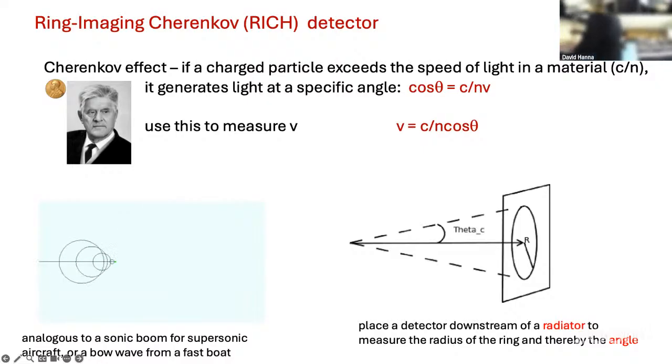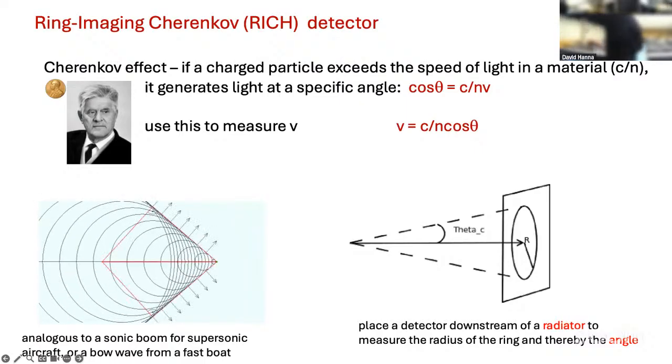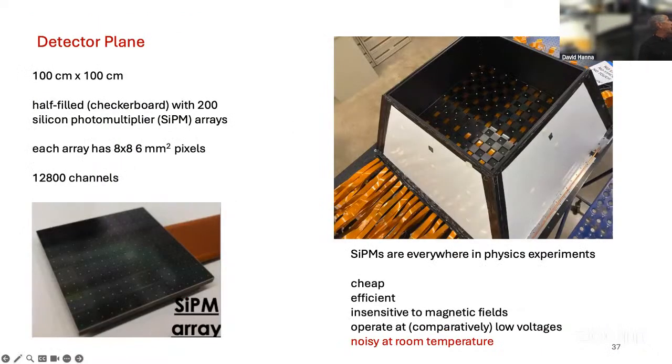And the angle, if you let the thing land on a detector, it'll form a circle, and the radius of the circle will tell you what the velocity is. And that's called a ring imaging Cherenkov counter. And so where does the light come from? It comes from a radiator. You have a thin layer of material, which I'll get to in a minute.